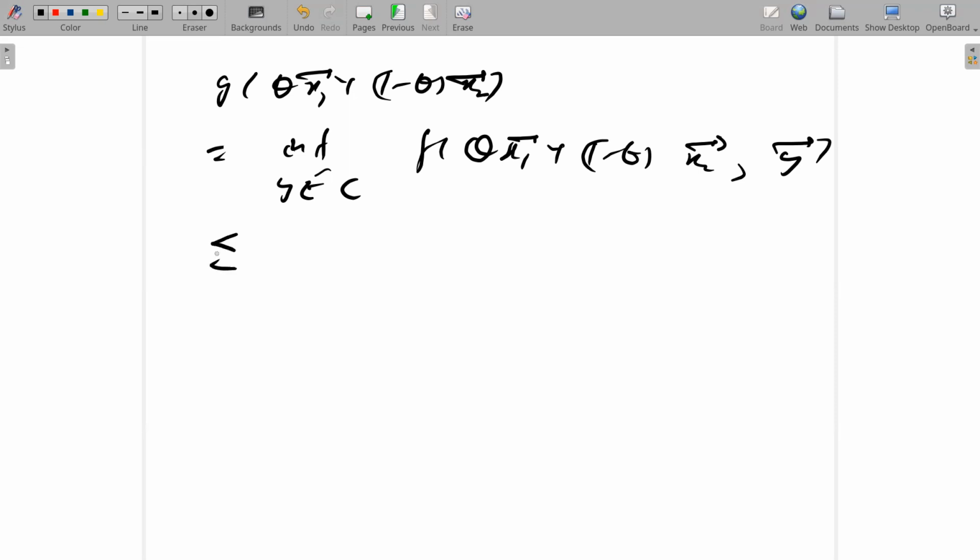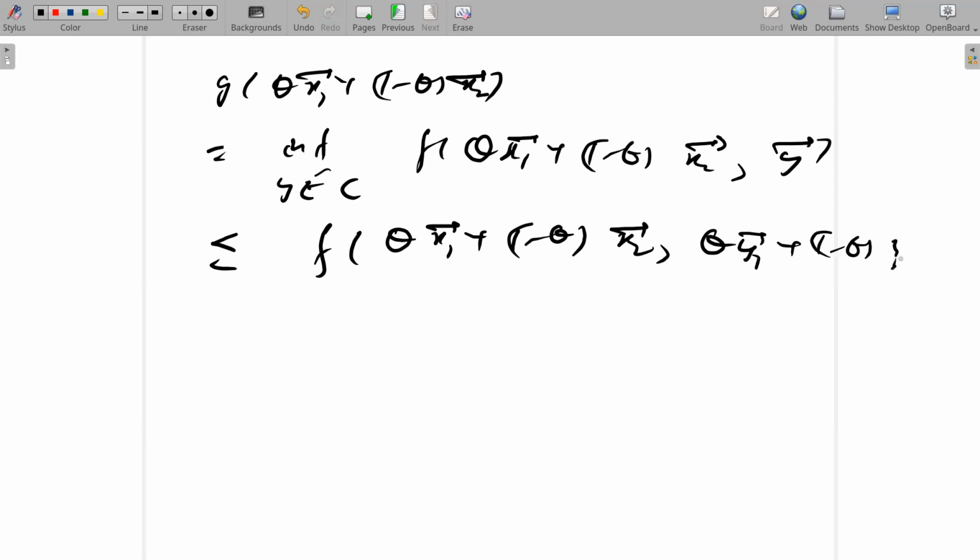So this is less than or equal to, since it's an infimum, I can replace it with particular values. So theta x1 plus 1 minus theta x2 and theta y1 plus 1 minus theta y2. I can replace any value of y, so it will be dominated. The infimum will be dominated by that value. So this is the one I have chosen. And this will be exactly the convex hull of x1, y1 and x2, y2.